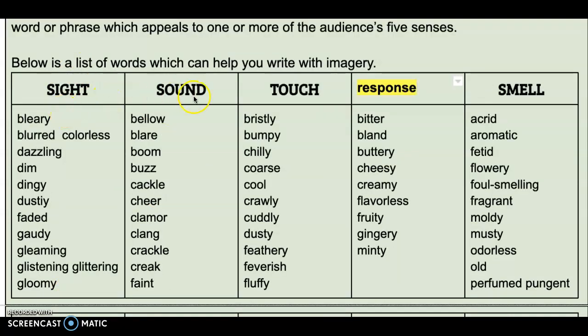This is a list of words which can help you write with imagery. It's divided up by the different senses: sight, sound, touch, taste, and smell. And underneath, you have all sorts of words that can help you be more descriptive when you're writing.